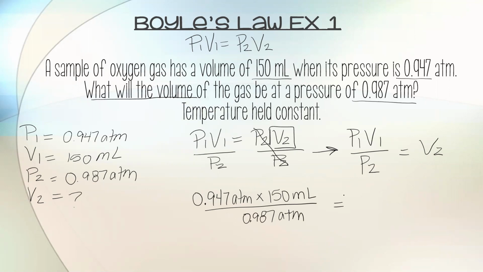So plug that in your calculator. 0.947 times 150, all divided by 0.987. And I get 143.92 milliliters. Two decimals if you can do it, please. Let's see if this makes sense. Pressure went up from P1 to P2. Boyle's law says if P goes up, V goes down. Did it? Well, yes, it did. It went from 150 to 143. So we are correct. Make sure you can check that.